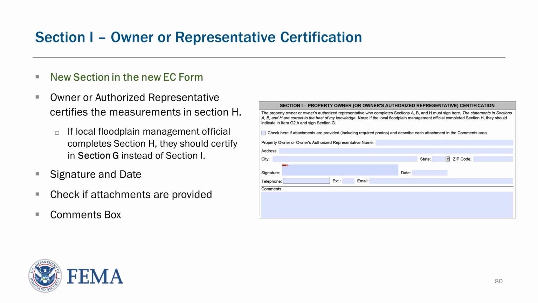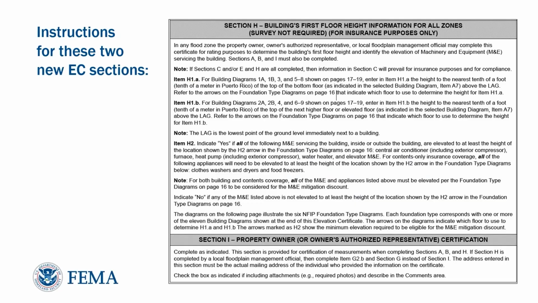So what do you think section I is for? This other new section is used by the property owner or their representative to certify the information that they provided in section H. Section I records contact information, including the email address, and there's also a comment box. The property owner is prompted to indicate if there are attachments, such as photographs. But if the local official completed section H, they'll use section G instead of section I to certify their measurements.